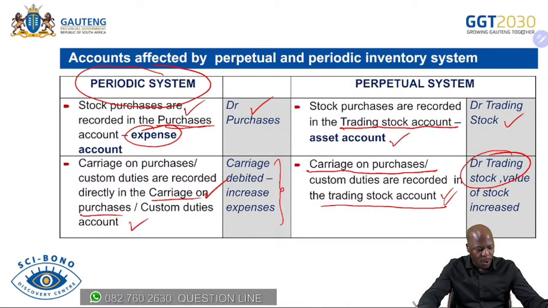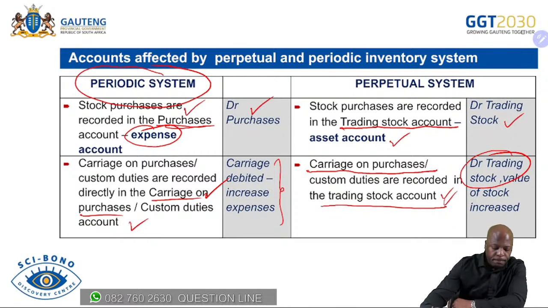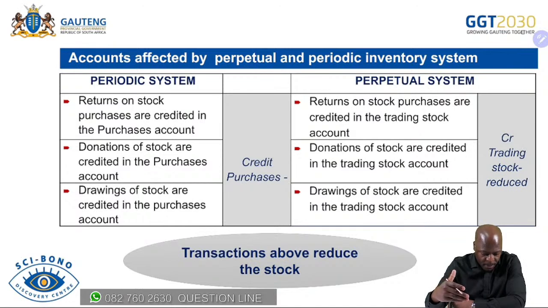All right, so these are the accounts that are then affected. Okay, I want us to go to more accounts that do affect the periodic and the perpetual. Let's take, for instance, goods that have been returned, returns on stock that has been purchased.